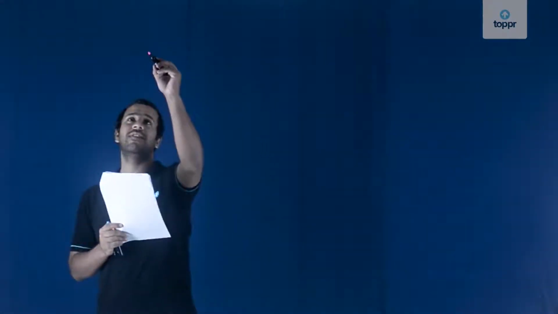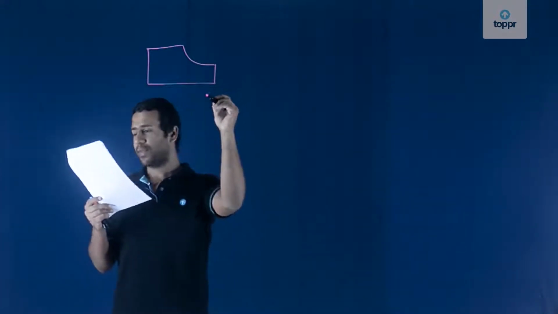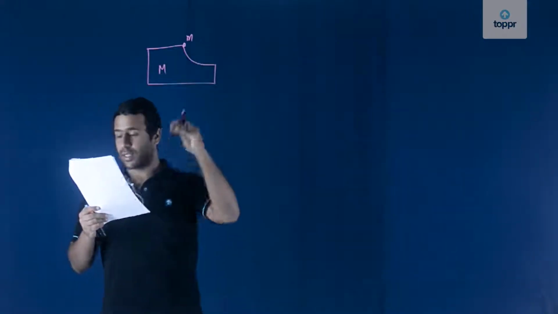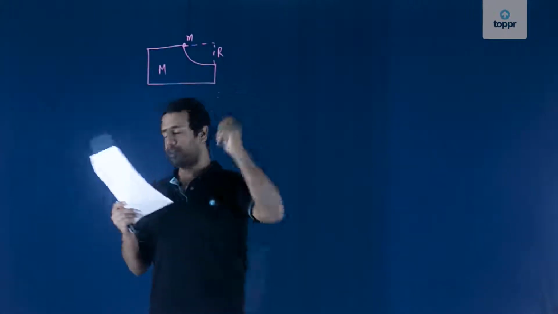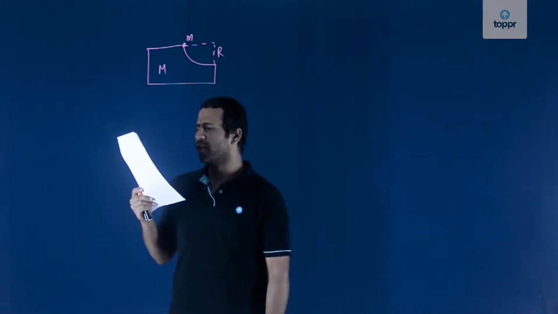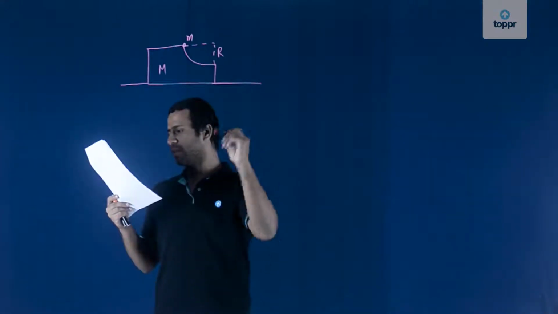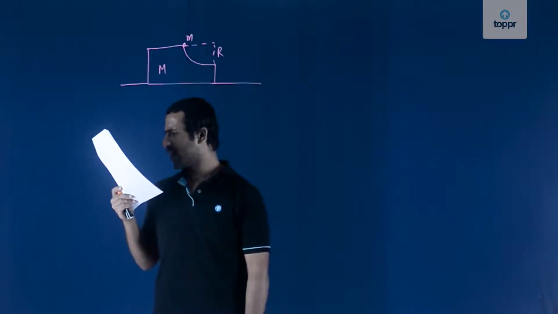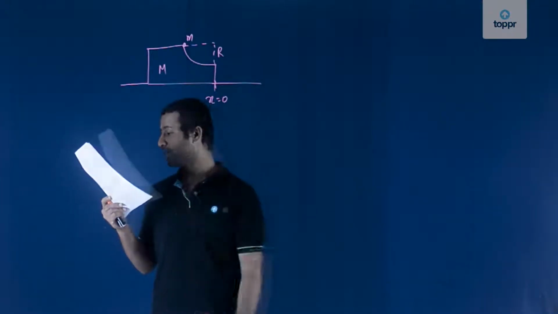Hello again. In this question, we are given a block of mass M on which you have a semicircular cut. A body of mass small m rolls down on this semicircular cut, the radius of which is given to be r. The block rests on the horizontal frictionless surface of a fixed table. So this surface at the bottom is frictionless. Initially, the right edge of the block is at point x equal to 0.